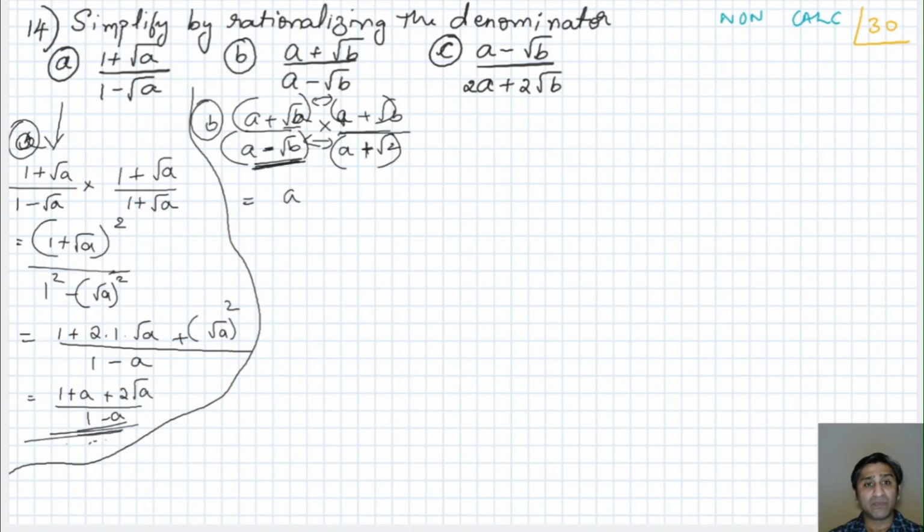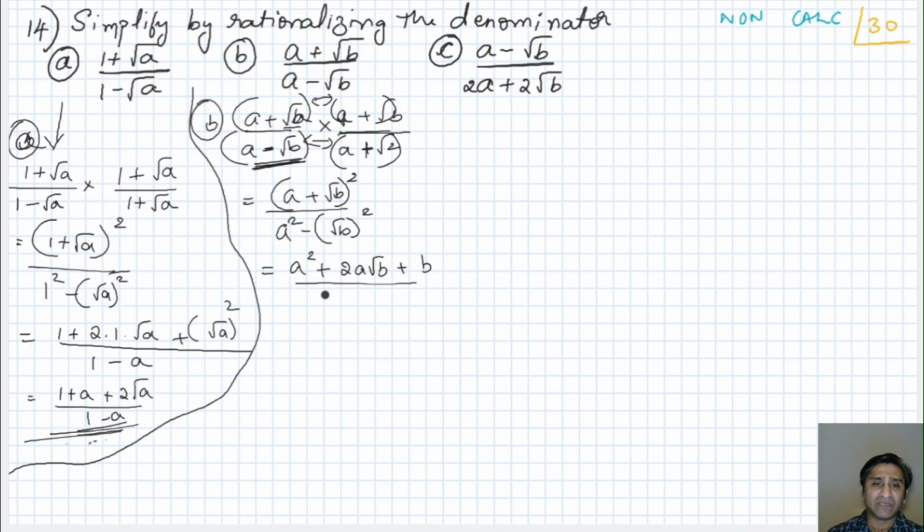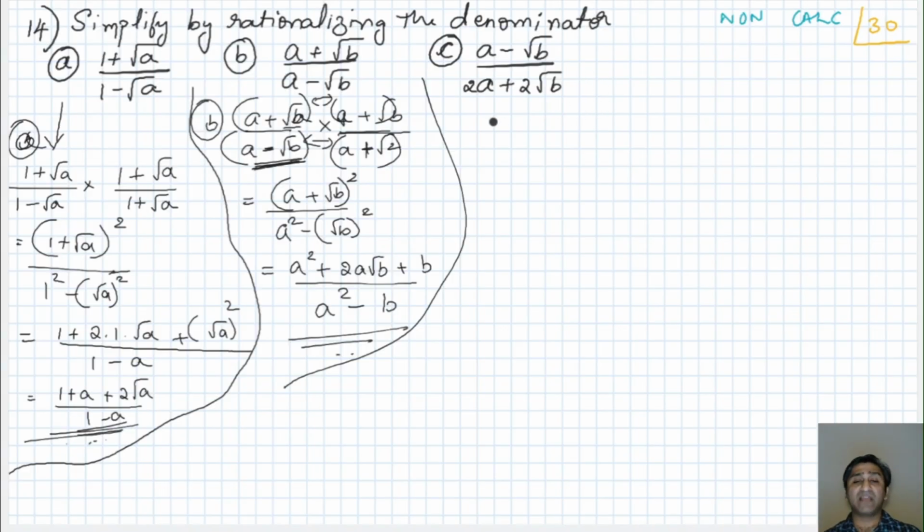So that is going to be a plus root b whole squared divided by a squared minus root b whole squared, as simple as that. This is then going to turn up as a squared plus 2a root b plus b, very good, divided by a squared minus b, and that's the final answer. You cannot simplify it any further at this moment. Let's have a look at the next one.